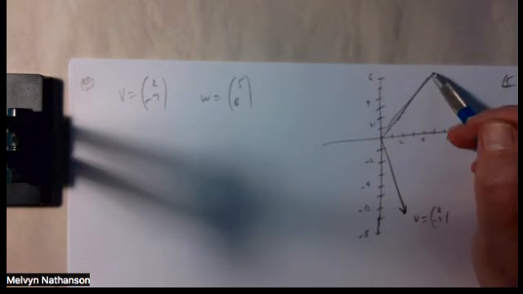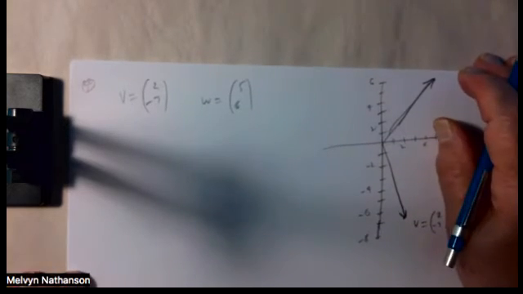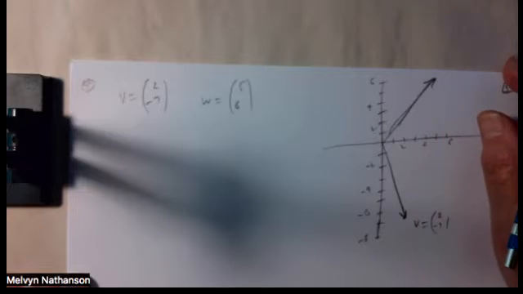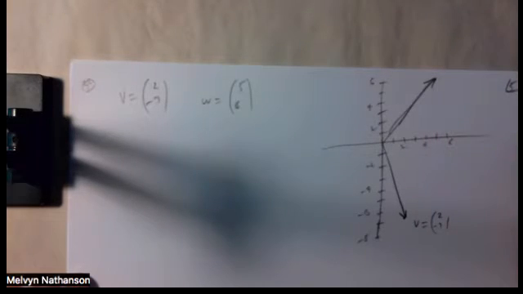Were we supposed to label it with the coordinates, or would just labeling it as v, w have been fine? Well, when it says to draw the graph of the vectors, I don't know how you do it without coordinates.